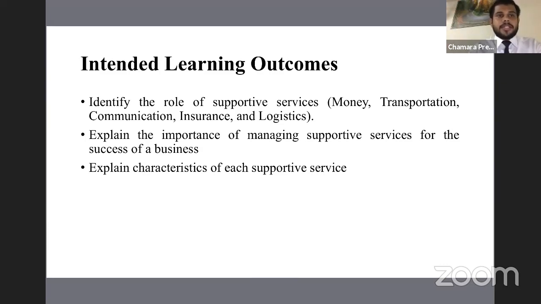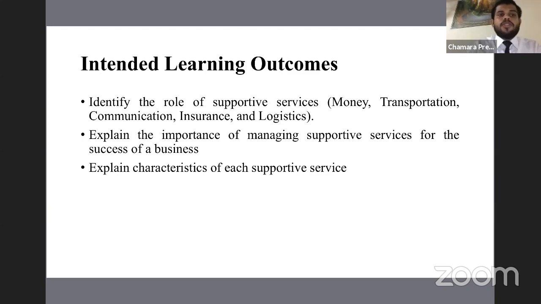And once you finish today's sessions, these learning outcomes will be achieved. Identify the role of supportive services. Now, as I told you, we need to understand what kind of role these supportive services play in terms of business activities. So these supportive services: money, transportation, communication, insurance, and logistics, right?